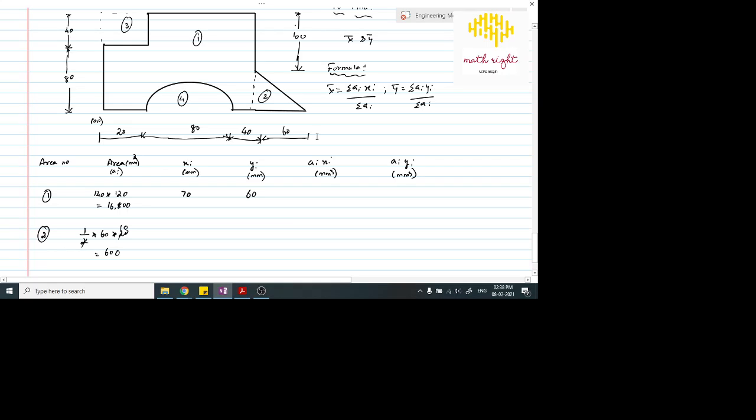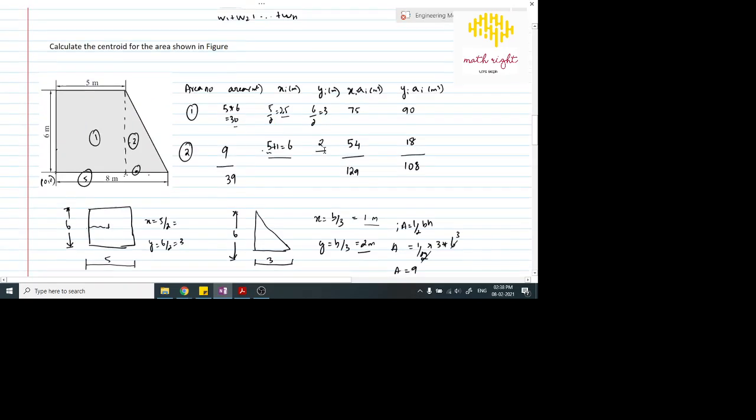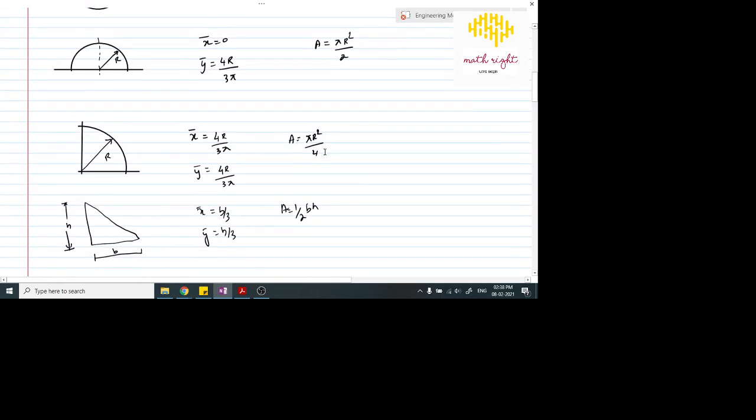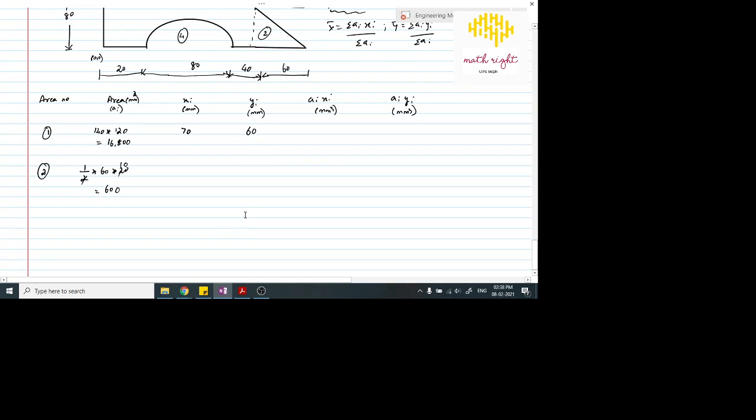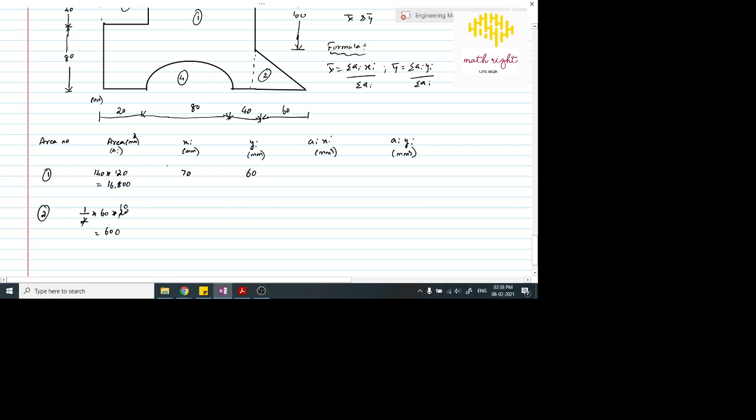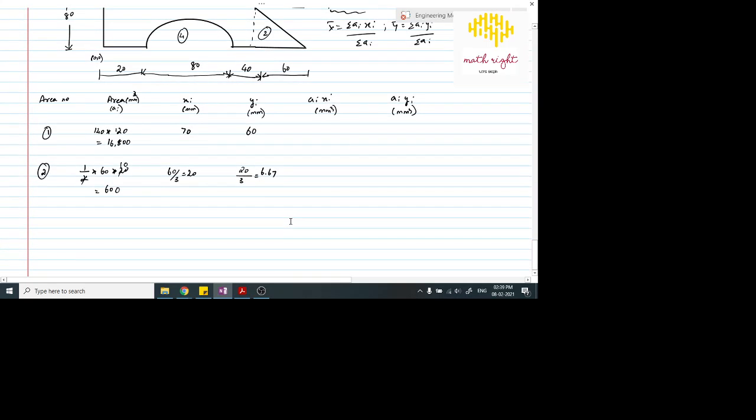What is the value for finding this x value? How can we find this? Sir, b by 3. Since we know that here it is b by 3 and it is h by 3. What is the value of b here? 60 by 3, that is 20. So x is equal to 20. And here h by 3, that is 20 by 3, which is 6.67.